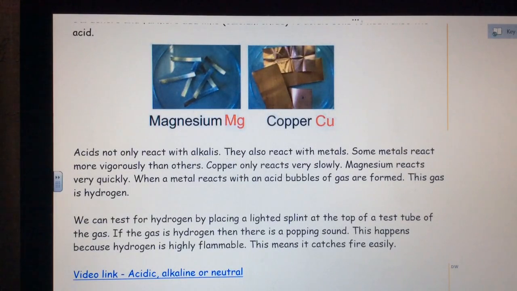This gas is hydrogen. We can test for hydrogen by placing a lighted splint at the top of a test tube of the gas. If the gas is hydrogen, then there is a popping sound. This happens because hydrogen is highly flammable. This means it catches fire easily.